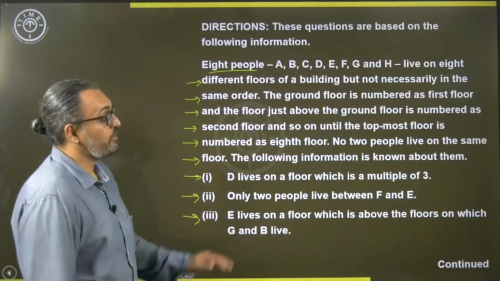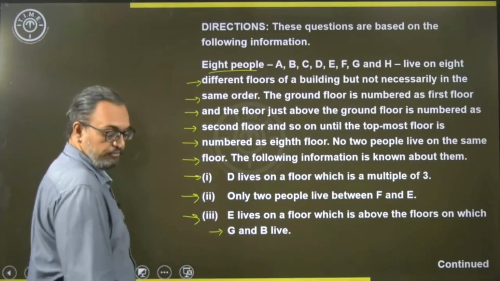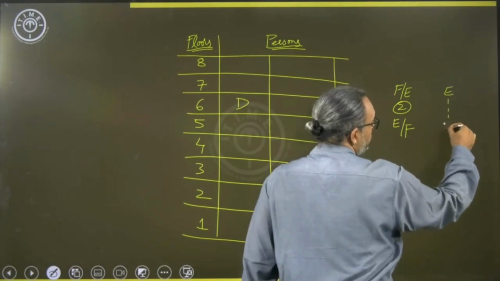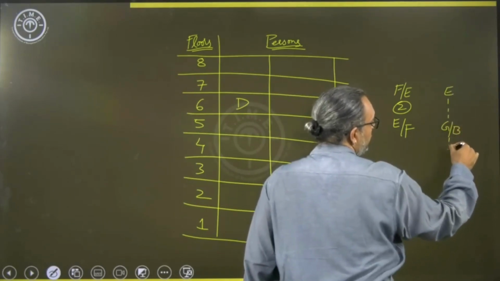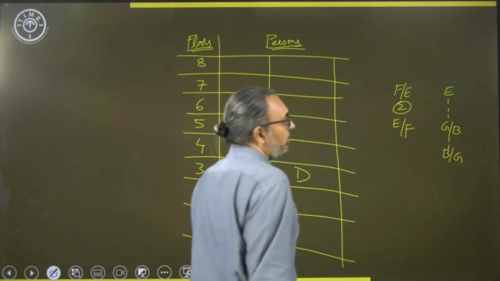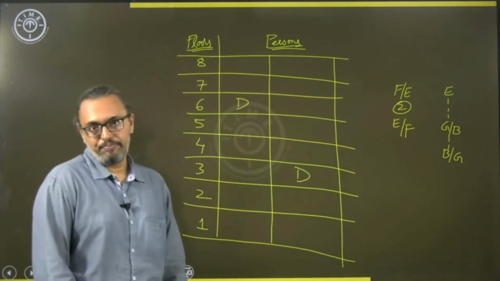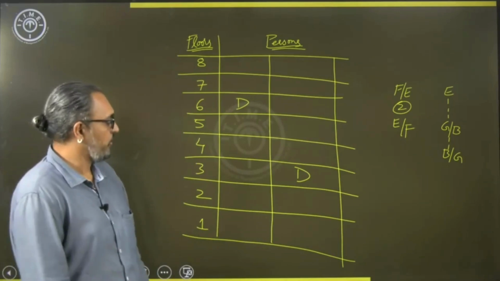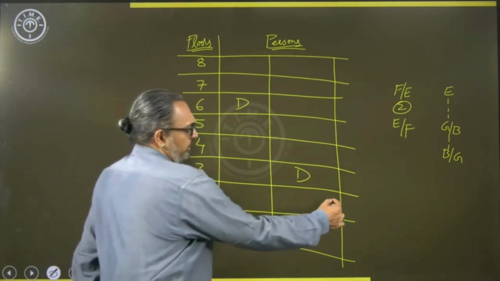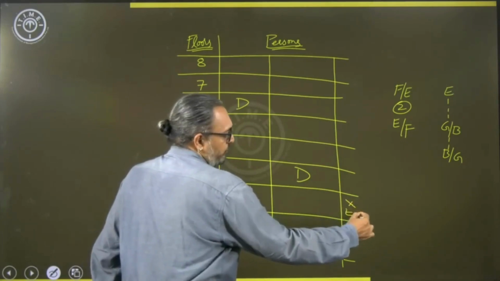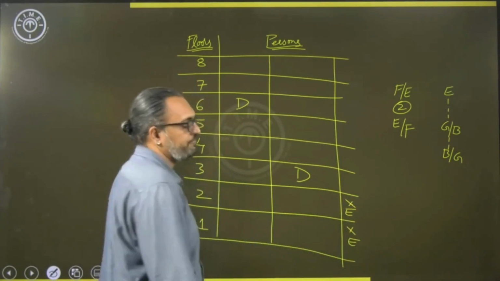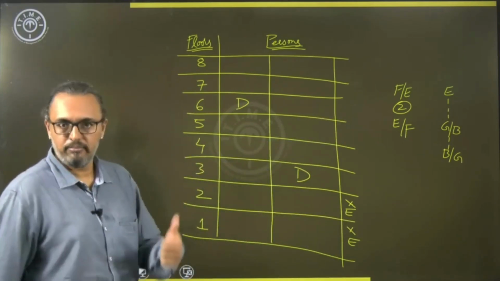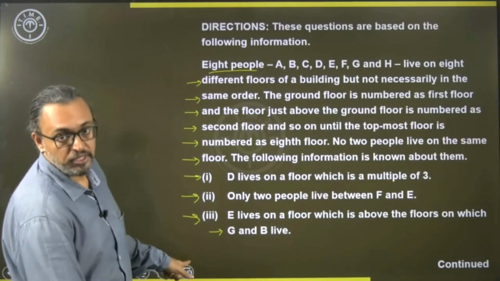E lives on a floor which is above the floors on which G and B live, okay. So we have E who lives above the floors of G and B. But between G and B, I don't know what is the order. But definitely E is above both of them. But E is above F also or not, I have no idea right now. Correct? Okay. Then it is safe to say that the first 2 floors are not available for E. From the 3rd floor only I can take E, because for now I have minimum 2 people below E. Correct? Okay. So those conditions are till here.